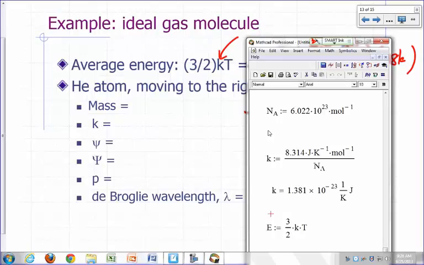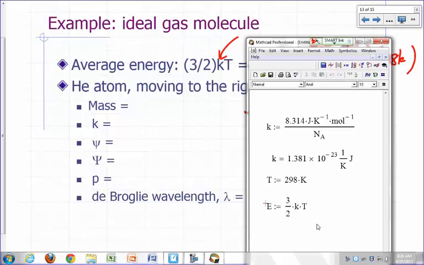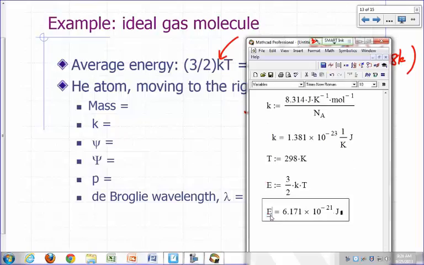What's our temperature? Let's define our temperature. Notice it's not complaining about that T, because T is one of MathCAD's predefined variables, so we have to override that definition with our temperature, which is 298 Kelvin. So our energy is equal to 6.171 times 10 to the negative 21 joules.